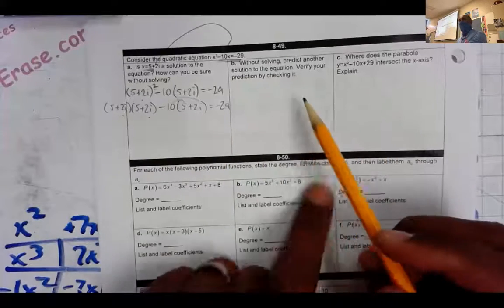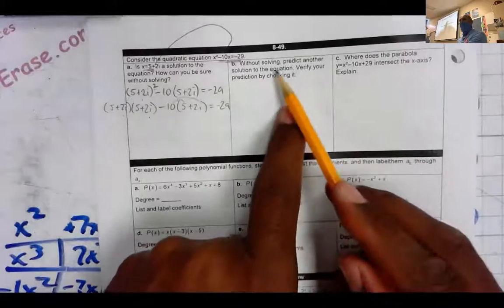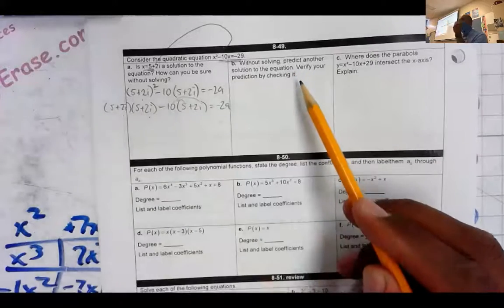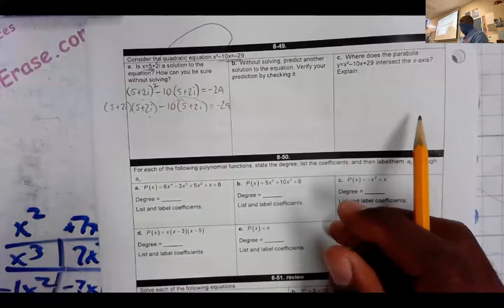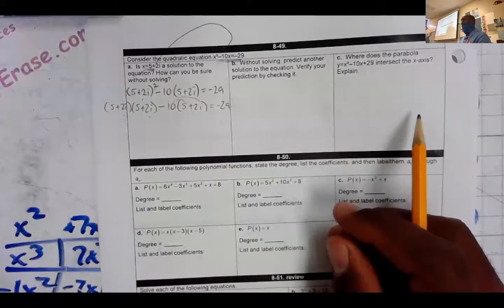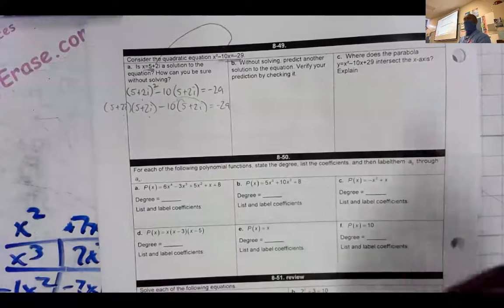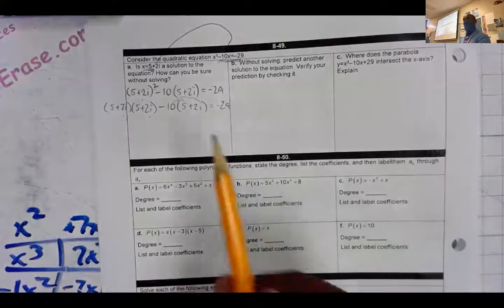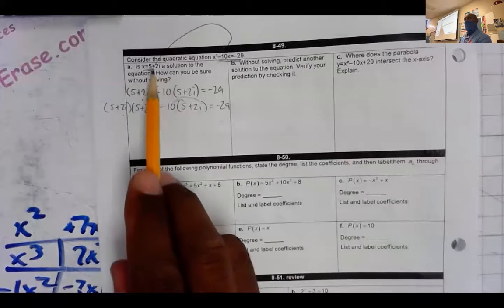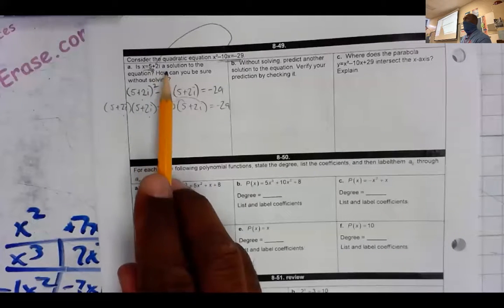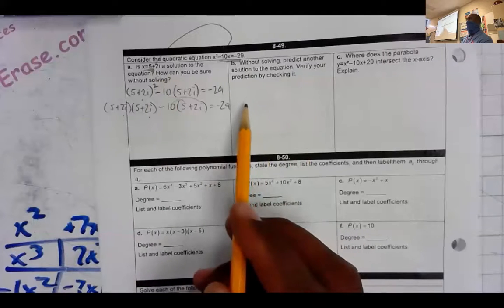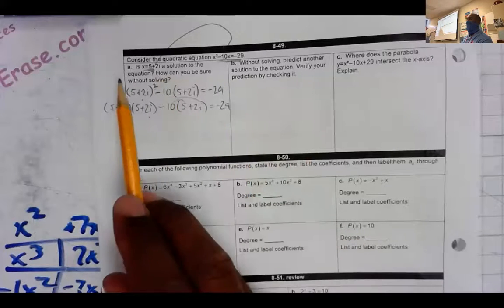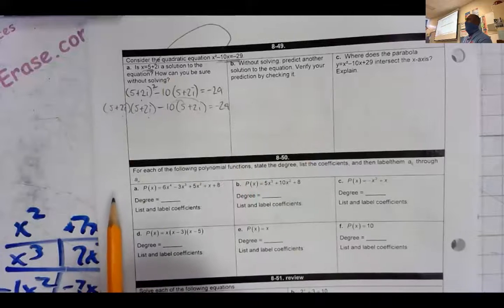Now on the second one, it says, without solving, predict another solution to the equation. Okay, so without doing anything, I don't know if you guys remember, we were working on the quadratic formula problem yesterday. We ended up with a complex number. If this answer is 5 plus 2i, take a guess as to what the second one would be. What would be the second answer? What do you think?